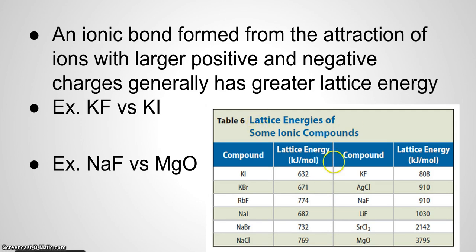The difference is sodium has a +1, fluorine has a -1 charge. Magnesium has a +2, oxide has a -2. So that bigger charge is causing a significant increase in the lattice energy. So to have a really high lattice energy, you want small ions with high charges. That's what causes a really strong attraction between the ions.